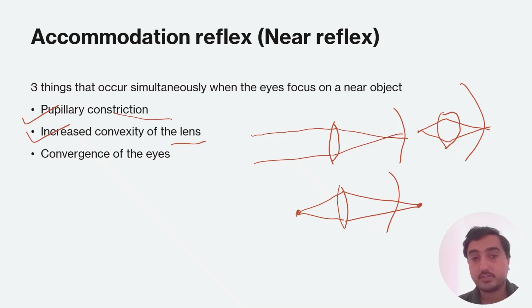And then we'll have the convergence of the eyes. If you experiment with yourself, as you are seeing a pen approach nearer to your eyes, you'll notice that your eyes are looking towards the medial side. So the medial rectus muscles of both the eyes are contracting to bring the eyes closer towards the midline. So these three constitute the accommodation reflex.